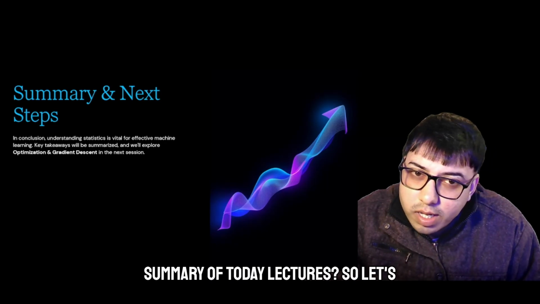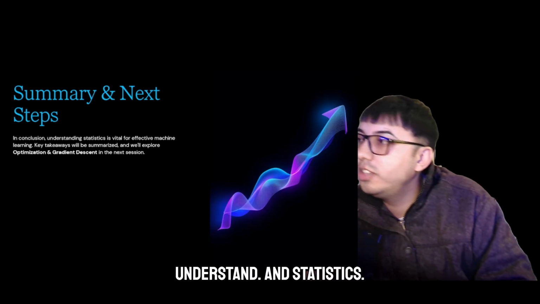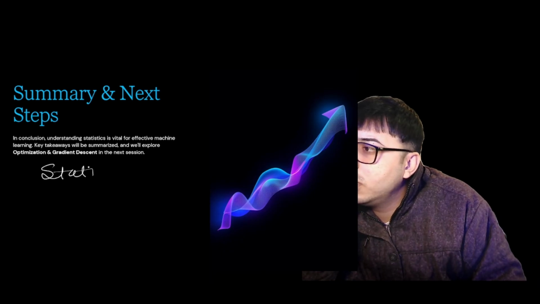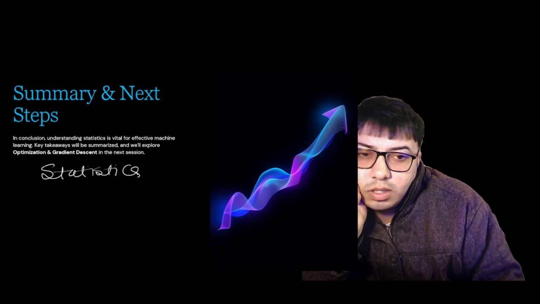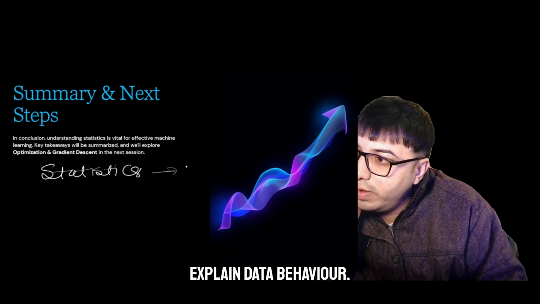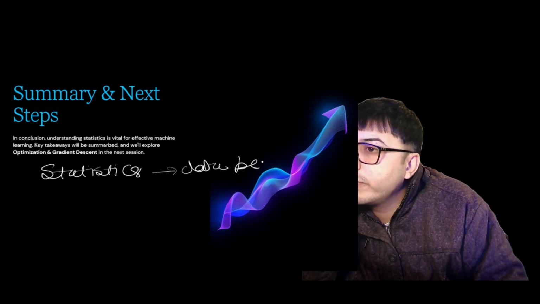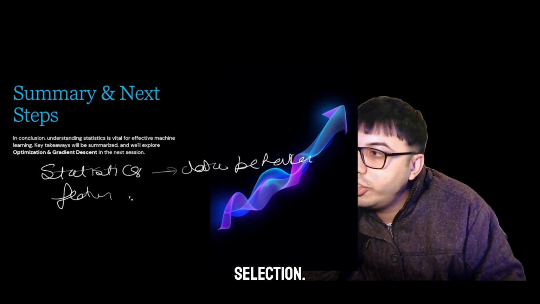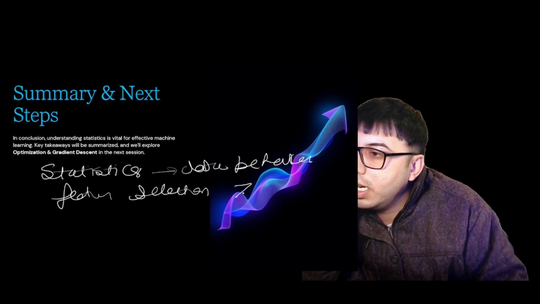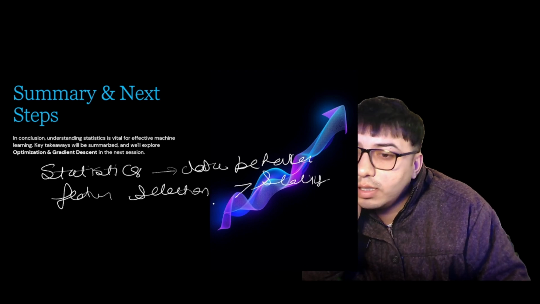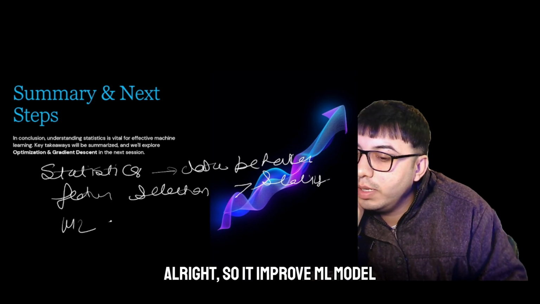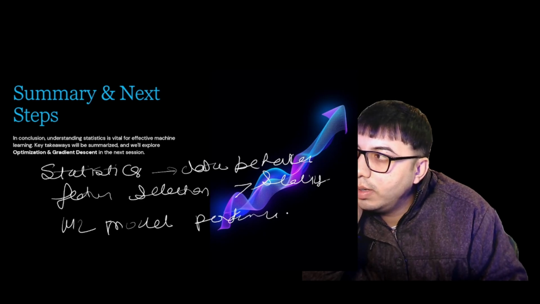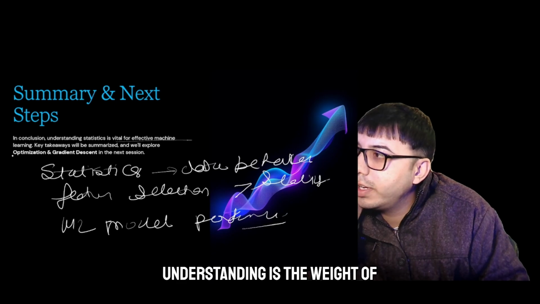So now what is the summary of today's lecture? So let's understand. Statistics explains data behavior and guides feature selection and scaling. Alright, so it improves ML model performance. Alright, so in conclusion, understanding statistics is vital for effective machine learning.